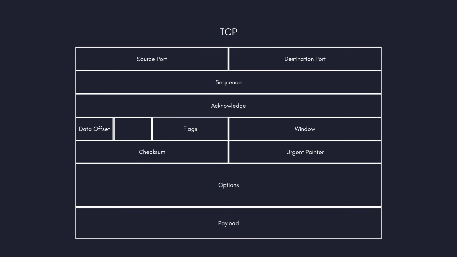Then we have some options, which also can be used to send out extra information, but we're not doing that, and we're not acknowledging any extra information that's being sent to us. And finally, we have the payload. In case of an HTTP request, that payload is going to be the actual HTTP request. Okay, but sequences, acknowledgements, windows, flags, what does any of this mean? Okay, let's go over it.